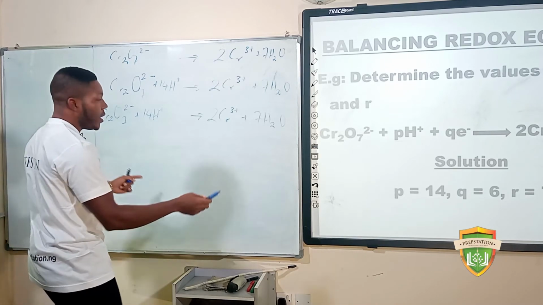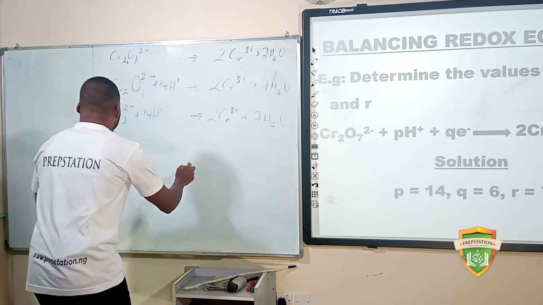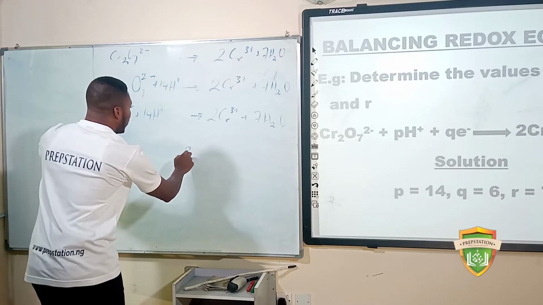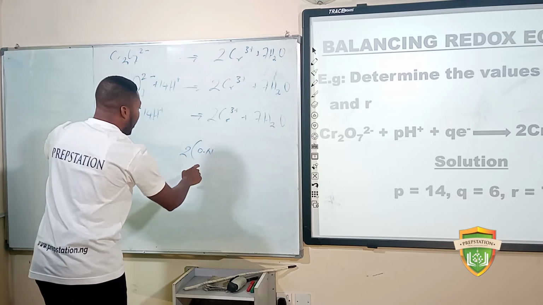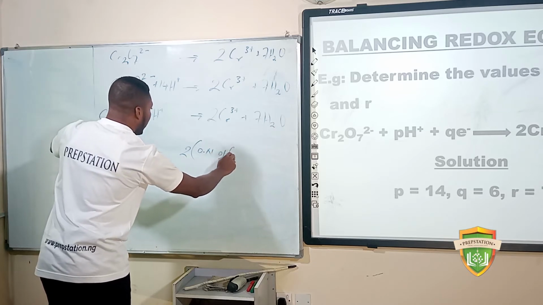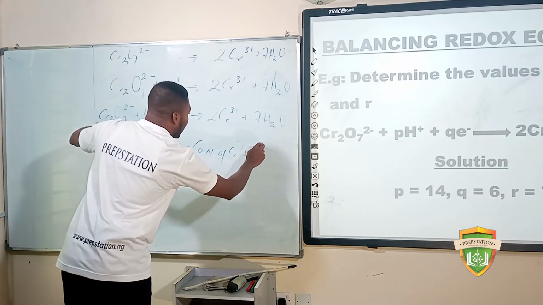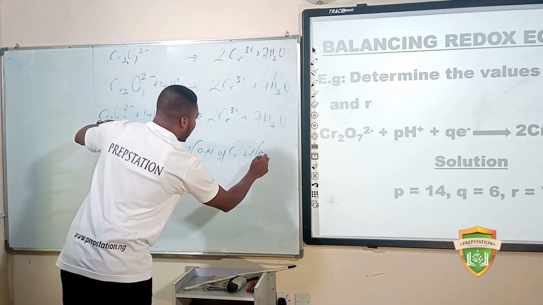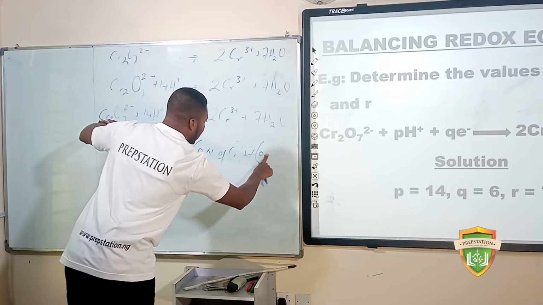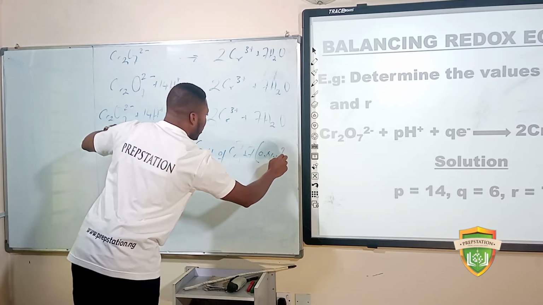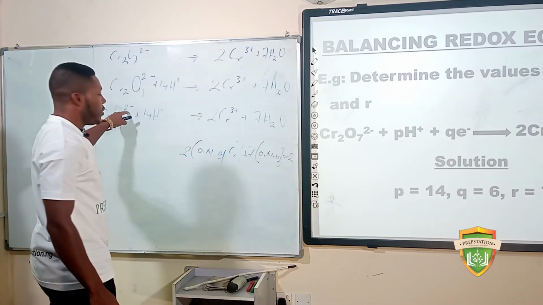So let me quickly show you how we get this. So this is 2 atoms of chromium. So you have 2 times the oxidation number of chromium, plus 7 times the oxidation number of oxygen, equals minus 2 because of this charge.